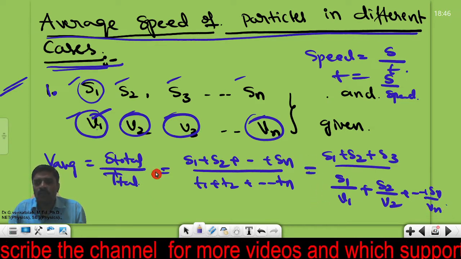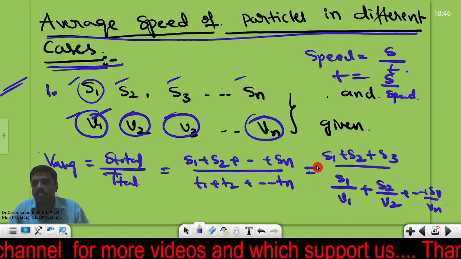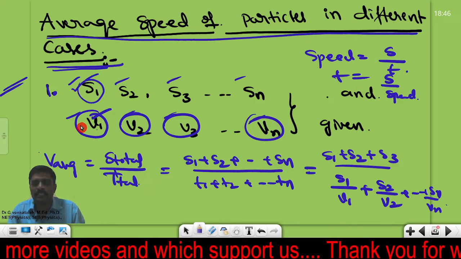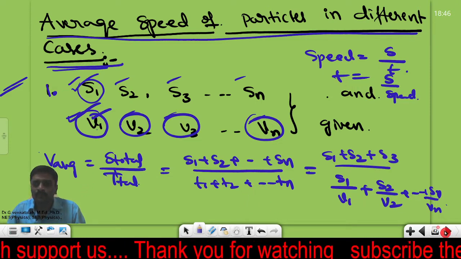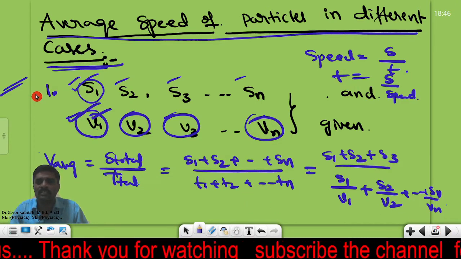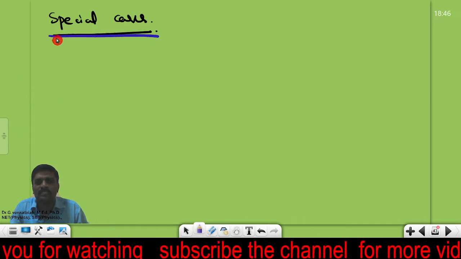This is the formula to find the average speed of the object if they provide the distances and the speeds. Now they may ask questions with special cases like this.